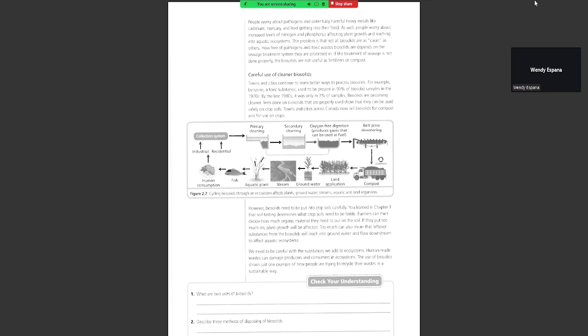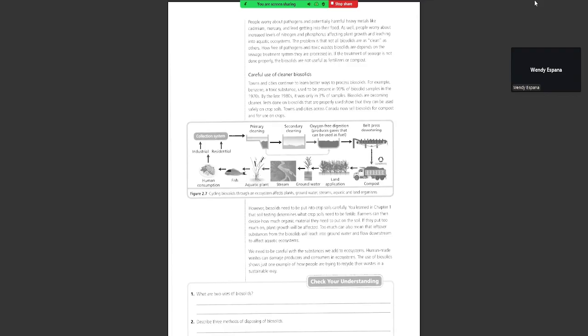And you'll see there that there's a primary cleaning of the biosolids, a secondary cleaning, and an oxygen-free digestion that's known as anaerobic digestion. And it produces gas, and some of the gases from the biosolids can also be used. So there's all sorts of ways of taking that waste and using it. You just have to be careful that you're not going to disrupt the ecosystem.